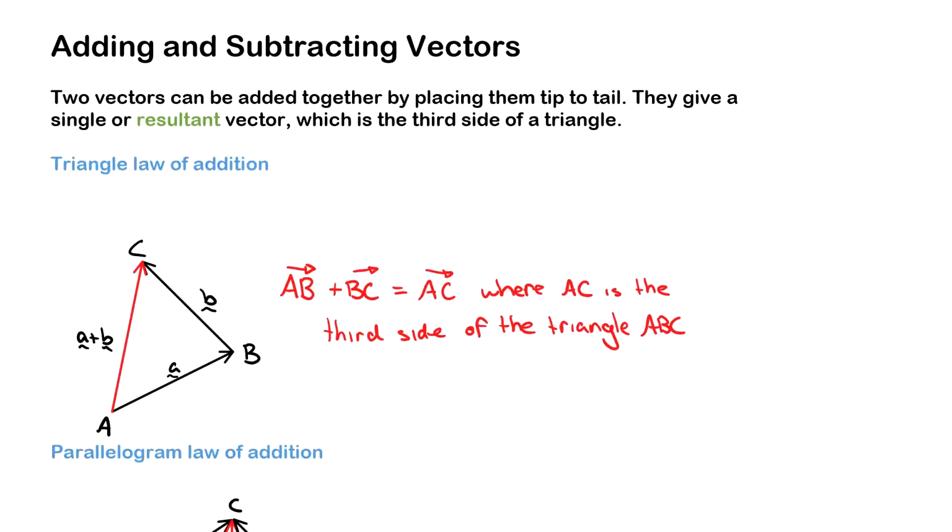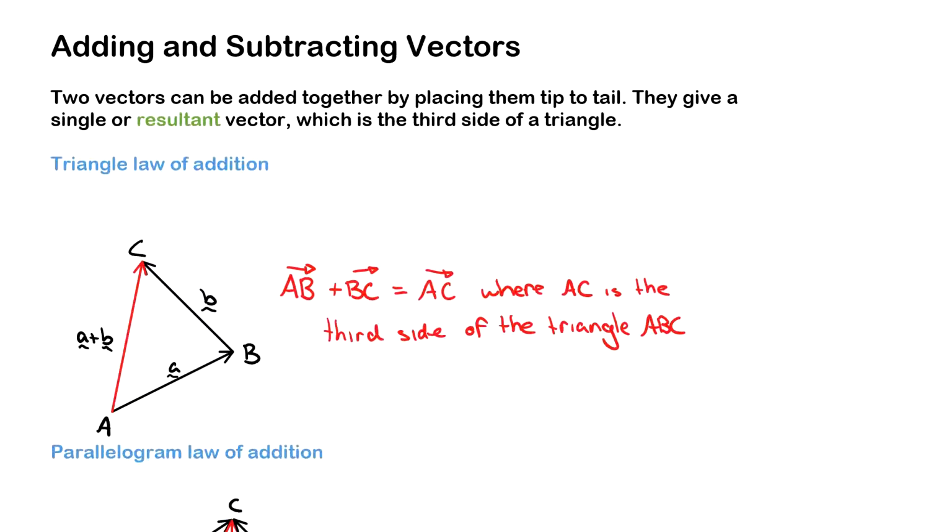In this video, we will cover adding and subtracting vectors. Two vectors can be added together by placing them tip to tail. They give a single or resultant vector, which is the third side of a triangle, hence the triangle law of addition. Notice that vector AB plus BC equals AC, where AC is the third side of the triangle.